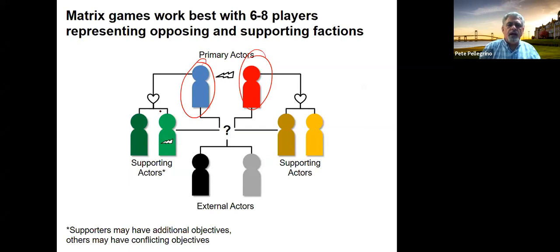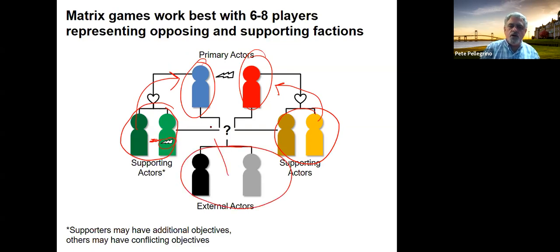Now, then you want to identify people who are likely to be supportive of the blue side and supportive of the red side. Now, between them, they may have a little bit of friction. It doesn't mean that both of these actors, while they may both be supportive of blue, are supportive of each other. It's indicated by this little lightning bolt here that shows there is some friction between those two. And then you've got the externals, who could go for one, could go for the other, you're not really sure. So that always sets up the base structure when you start thinking about putting together a matrix game: the protagonist and the antagonist, their supporting characters, and then some kind of neutral third party wildcard folks that play down the center.